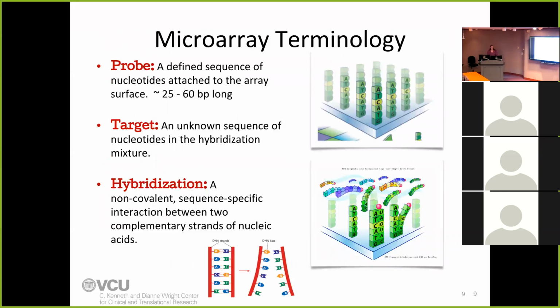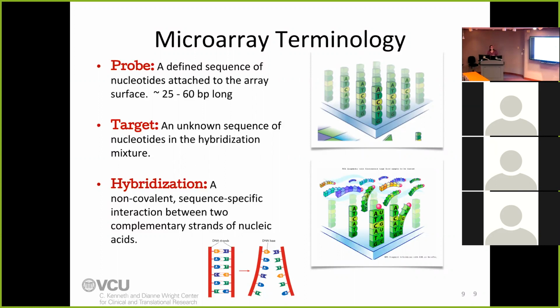So, microarray terminology, to start. A probe is a defined sequence of nucleotides that are attached to the array surface. Microarrays are glass slides, and you have little spots of these known sequences. So you have to know the sequence of the genes that you're targeting to build these probes. And they're about 25 to 60 base pairs long, depending on which technology you're using.